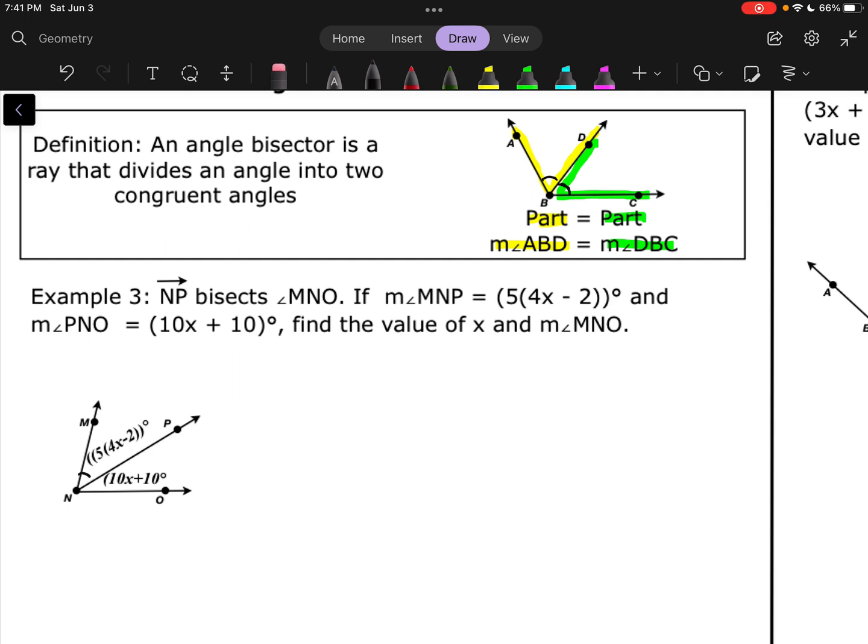It's splitting angle MNO into two equal parts. So they get the little arcs. It says that MNP, this side over here, is 5(4x minus 2). And PNO, this side, is 10x plus 10. Find the value of x and MNO. Well, if this thing got bisected, then our equation should be 5 times (4x minus 2) is equal to 10x plus 10.